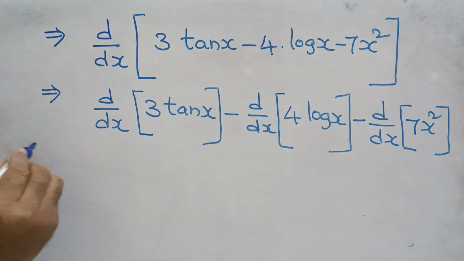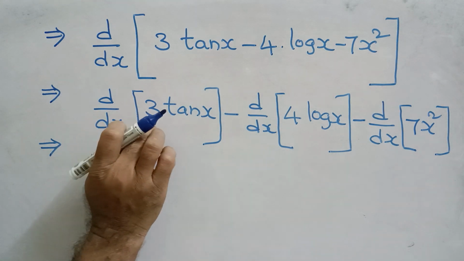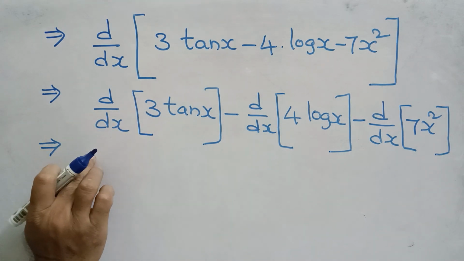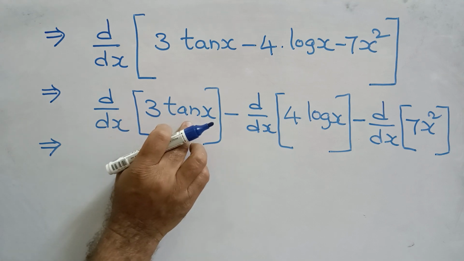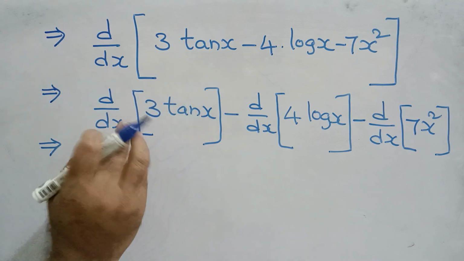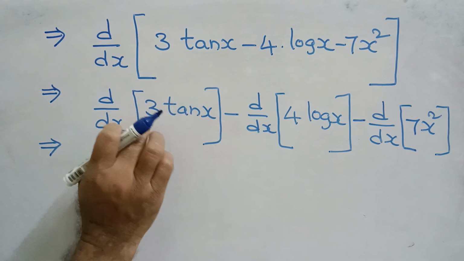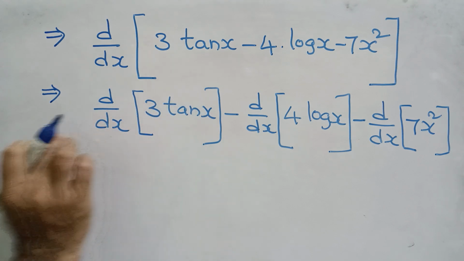Right? Any problem? No. The next step: 3 is the constant. Take the 3 outside. Whenever a constant is there with some other function or variable, like 3 into tan x, where 3 is the constant multiplied with tan x, you can take this constant outside.